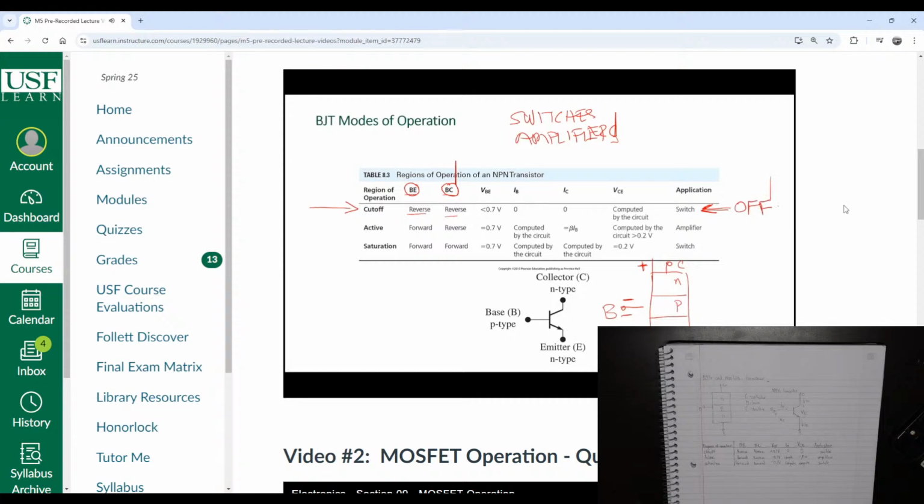So when you're operating the transistor as a switch, and you want to turn it off, you want to have both of those junctions reverse biased. Let me clean some things up.